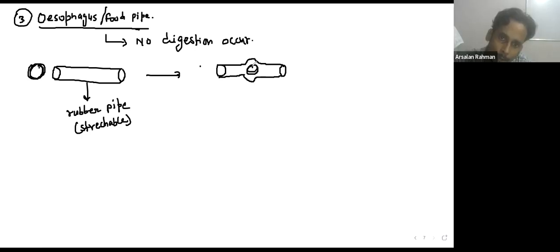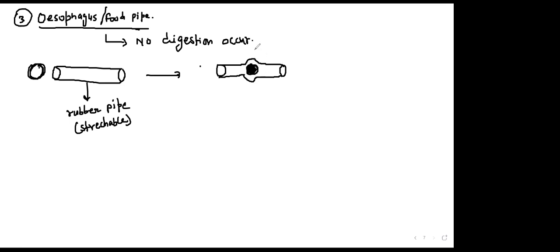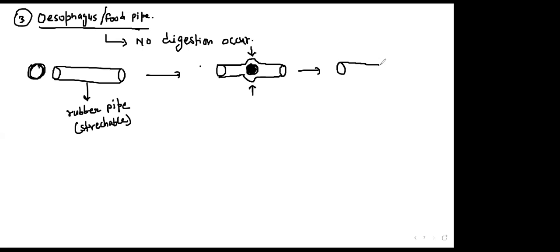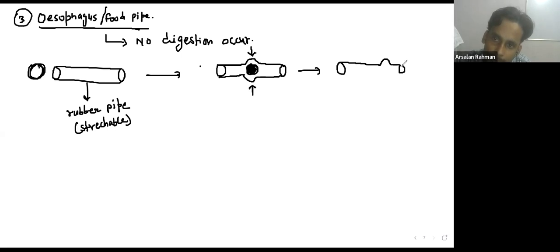And there is a ball. Yes or no? Now what will happen if we apply force from here? The ball will now move forward. Yes or no? Here, can you see contraction occur? Here, relaxation occurs. Can you see the ball is traveling with the help of contraction and relaxation?